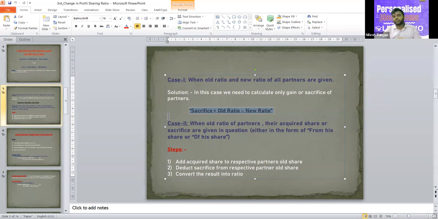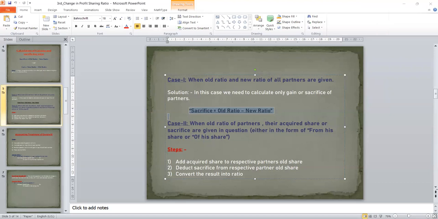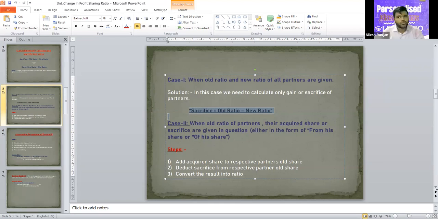Old ratio, can you write in fraction for A and B? A is equal to 4 divided by 7 and B is equal to 3 divided by 7. Is it old or new? It is the new one. And the old one? Old one is 1 divided by 2, and B is also 1 divided by 2. Yes, very good. So 1/2 - 4/7 for A, 1/2 - 3/7 for B.